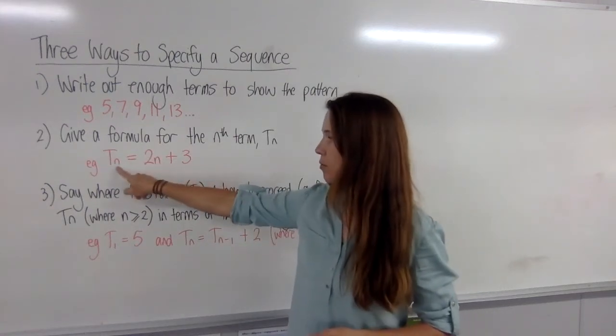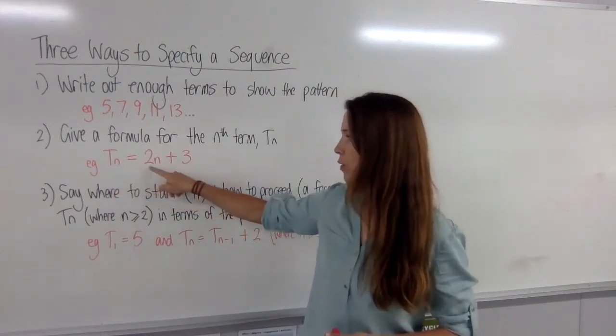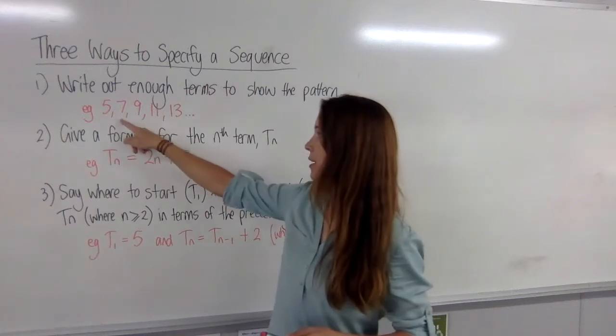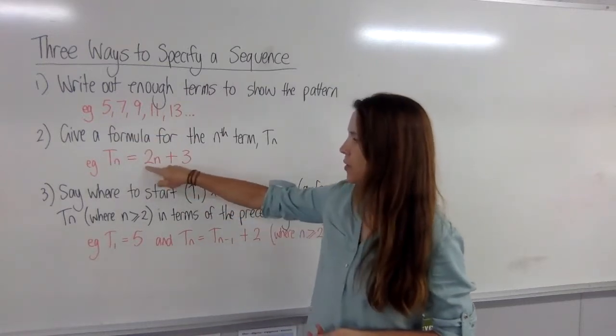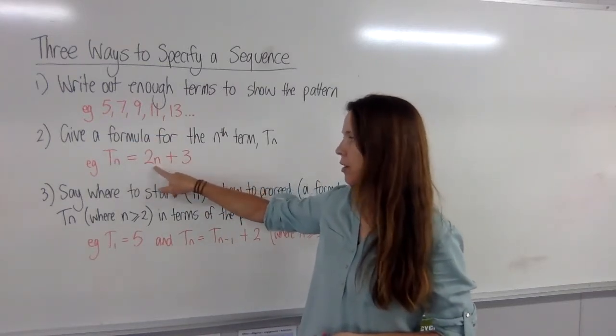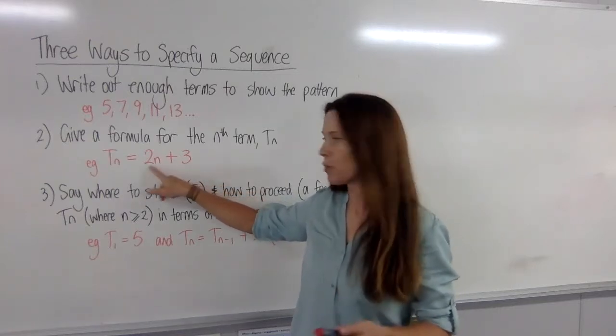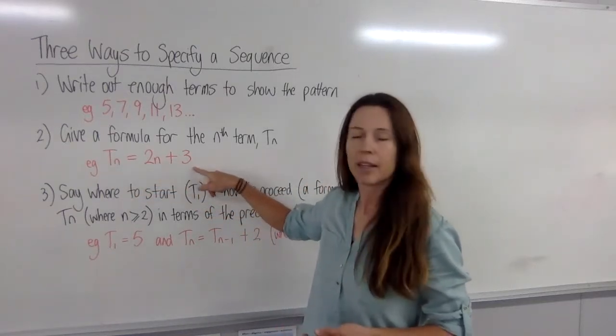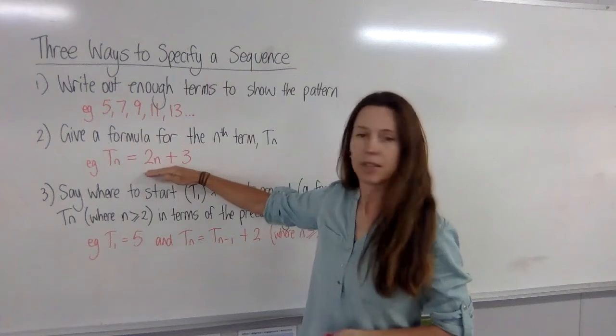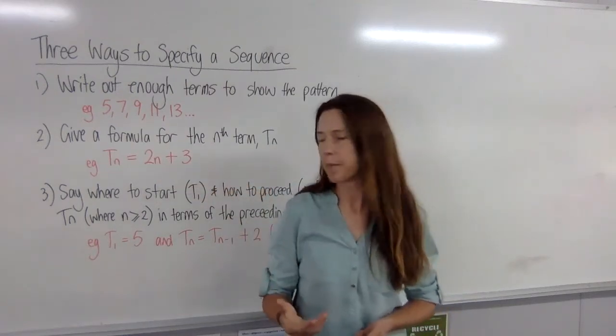The second term, well, if n is 2, we've got 2 times 2 is 4, plus 3, that would give me 7. And you can see with this formula that every time we go up a term, we have to double the number of the term and then add 3. And that's exactly the same sequence as this one, just expressed a different way.